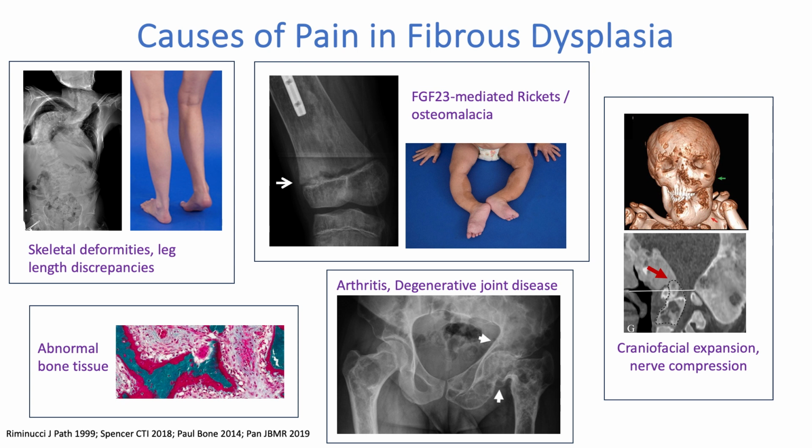We can see overgrowth of the skull. This can lead to nerve compression. It can affect the different structures in the nervous system. This can lead to pain. Arthritis is a particularly important cause of pain as patients age. This is quite common in fibrous dysplasia. And also, sometimes fibrous dysplasia just hurts. This is probably the cause we understand the least.